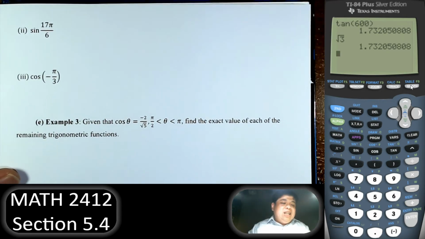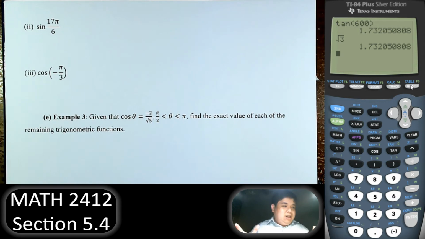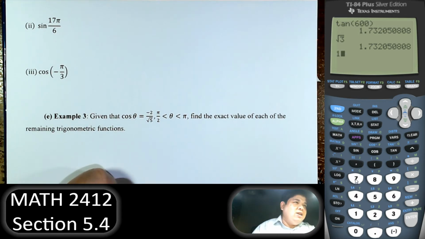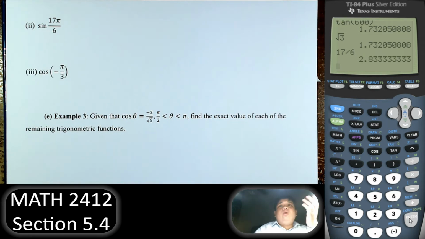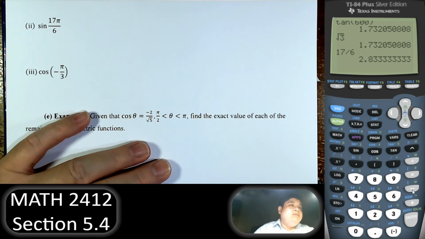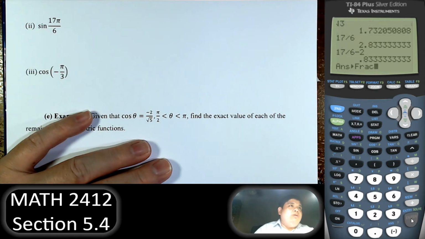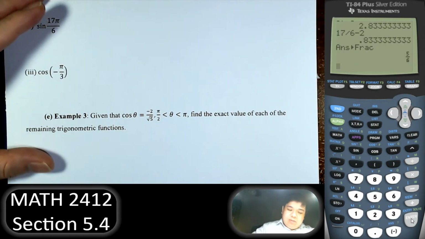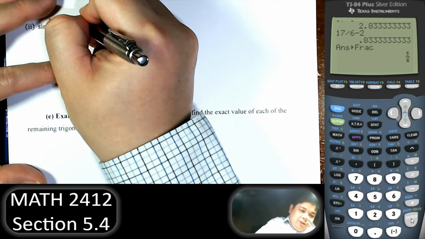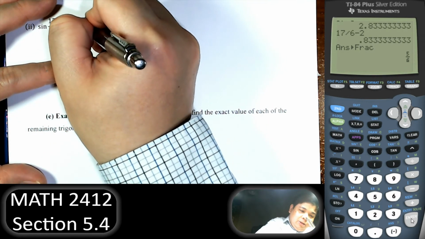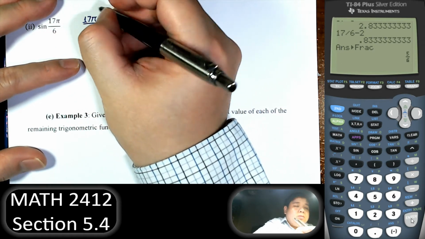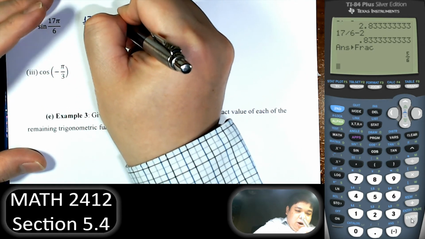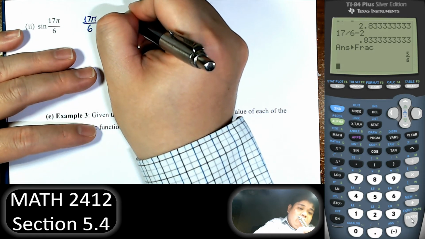Right, more examples. Sine of 17 pi over 6. Well, that's more than a revolution. It's more than 2 pi, meaning that it is more than a revolution. So we take that minus 2 pi and convert to fractions, 5 over 6. Yeah, minus 2 pi to bring it to within 1 revolution.